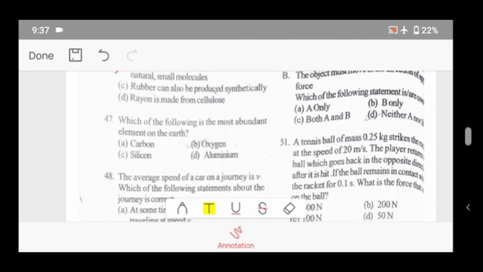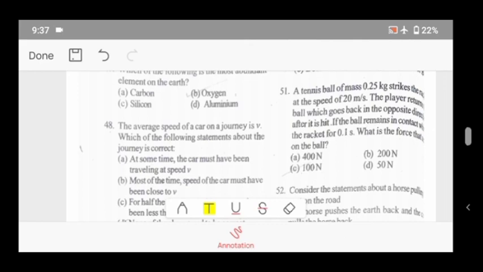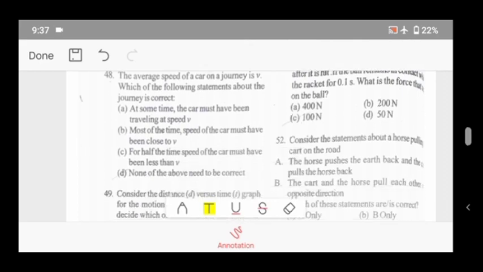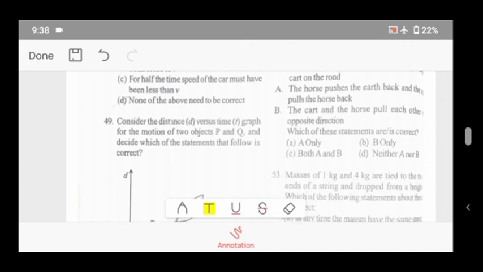Which of the following is the most abundant element on the earth? Oxygen. The average speed of a car on a journey is v. Which of the following statements about the journey is correct? So none of the journey statements is correct. Okay, D. Consider the distance.